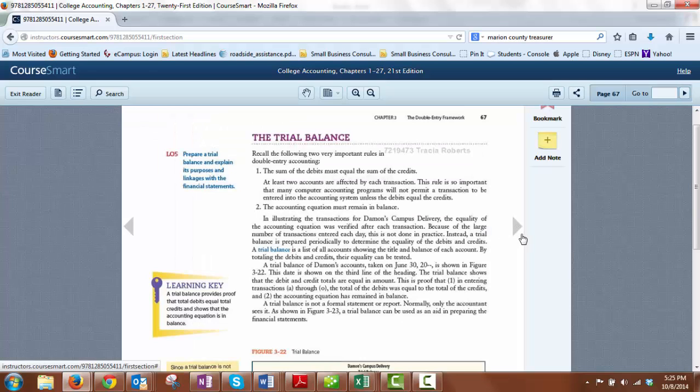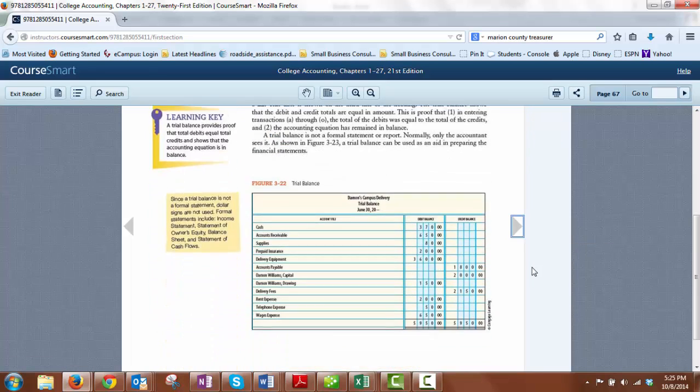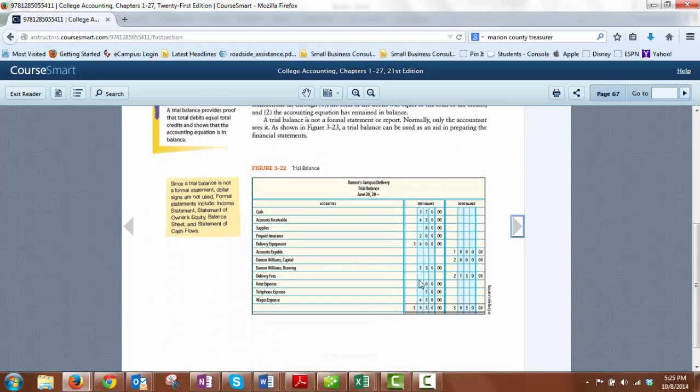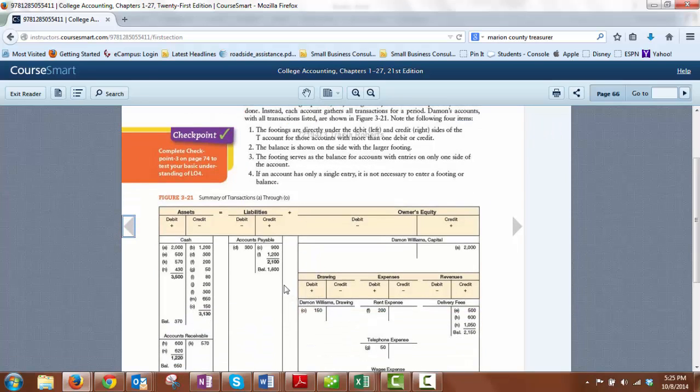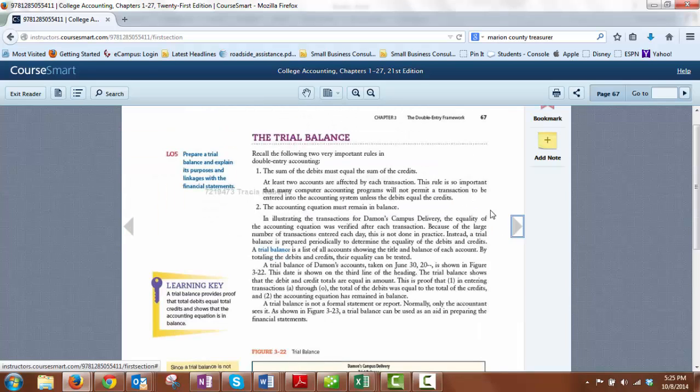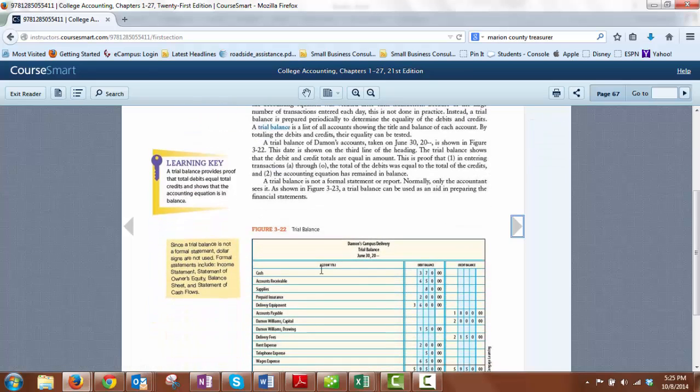So now that we've had all of those accounts, we've summarized them all, now we're going to bring it over to our trial balance. Okay? So if we go back to this page, page 66, we see under the cash account, the balance should be $370. So we go to our trial balance, cash account should be $370. And it should be $370 on the debit side. Remember, debit side is the left, credit side is on the right.